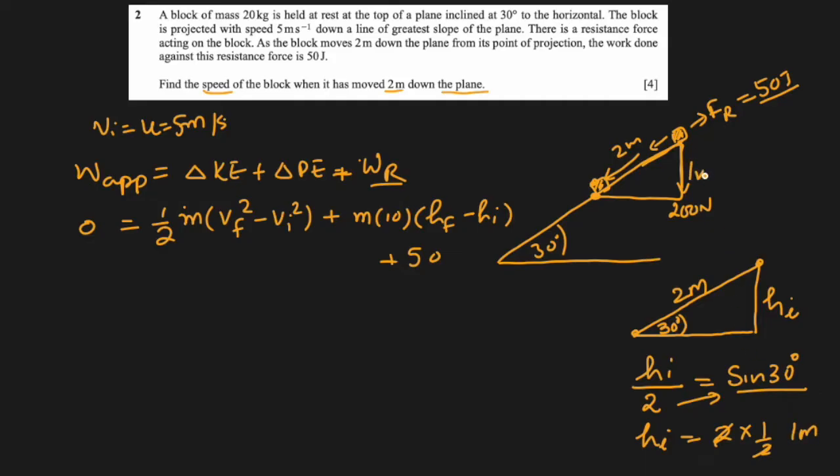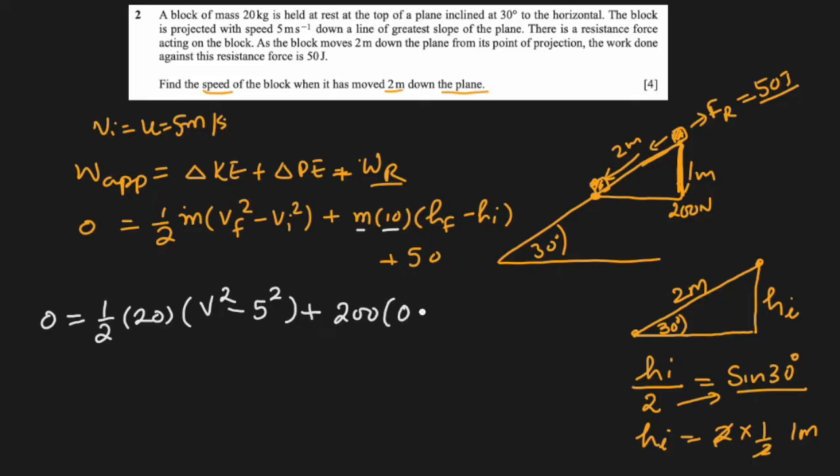That means this particular block came down by 1 meter vertical height. Okay, that's what we'll use here now. Let me use that one by one. 0 equals half, mass of the block is 20 kg, then we have final velocity, let me write only v for that one, which is asked, but initial velocity is known to us, which is 5 meters per second, plus mass is again 20 times 10 is 200. Final height is 0, it came down, and initial height was how much? 1 meter. And then we have 50.